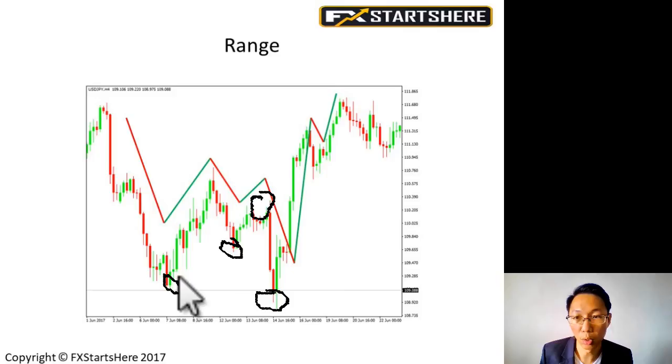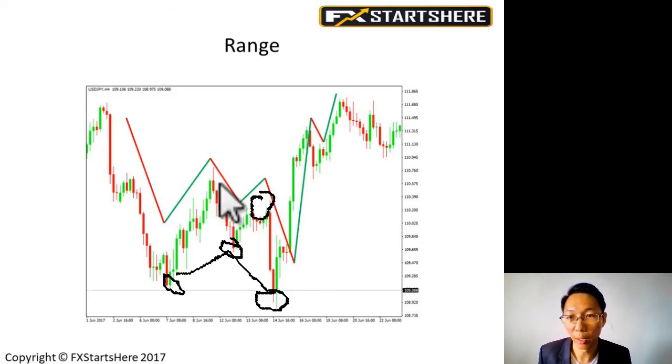Look at all the lows. It's not coming downwards. And look at the highs. It's not going upwards or downwards. And then after that, it went up. Now we have a higher high and a higher low.